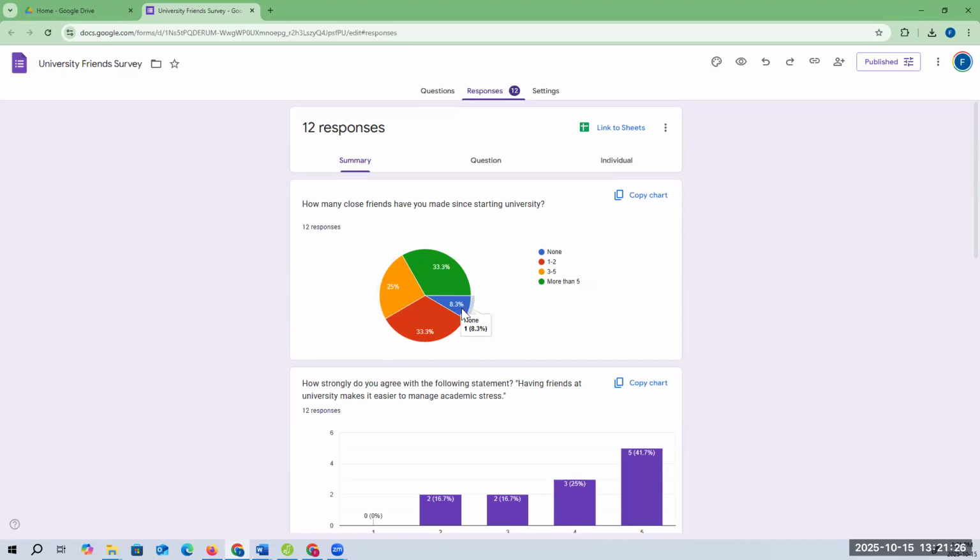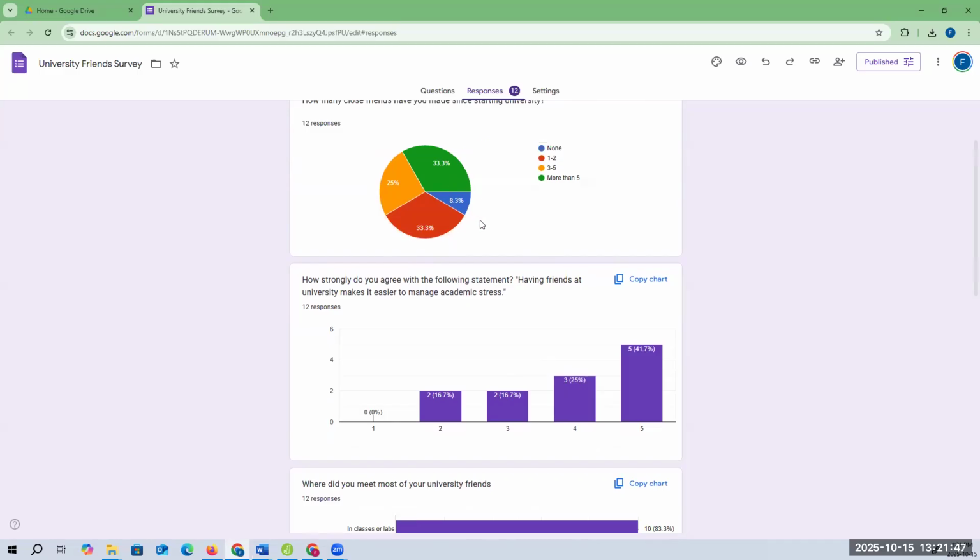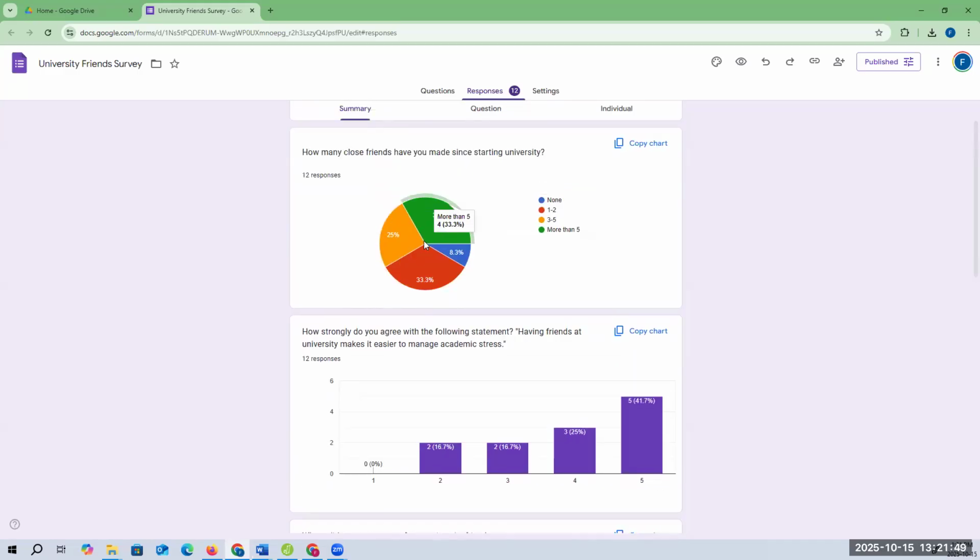Only 8.3% said none, and 25%, so that's 3 out of 12, said 3 to 5, and 4 students said 33.3%, and then 4 students said 33.3%, right? So that pie chart is actually useful in describing how many close friends they have made since starting university. I didn't really define close friend versus distant friend. I could have been more clear. And so I think in a survey, you need to really word the question properly to get a clear response from the participant.